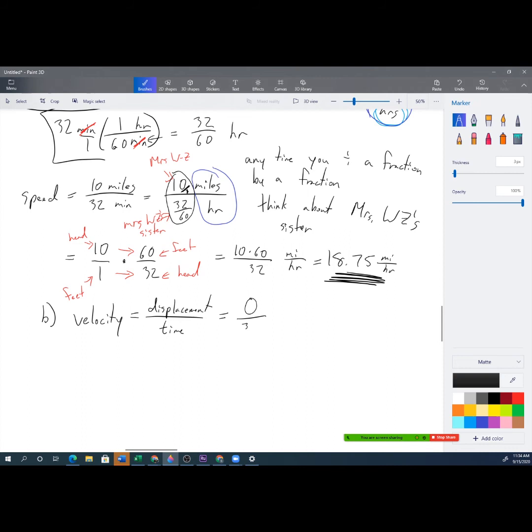Over, and I'm going to go ahead and put 0 miles over 32/60th hour, so I'm still in miles per hour. But really, it doesn't matter because you still get 0 miles per hour. Is your velocity. And going back to what we said before, because you finish where you started, there is a problem on your homework that's going to look like this.